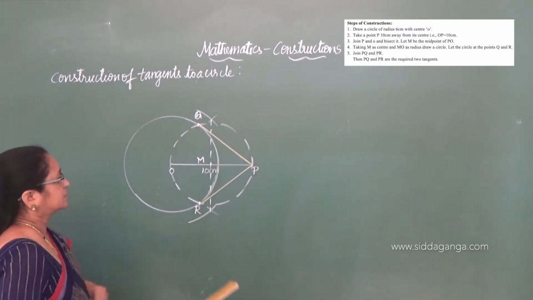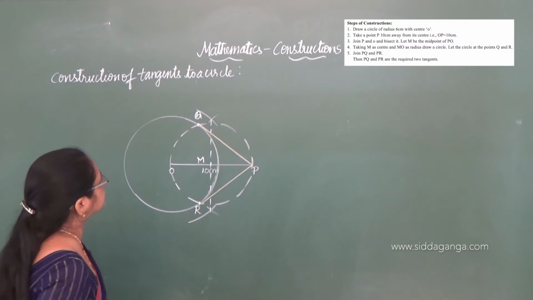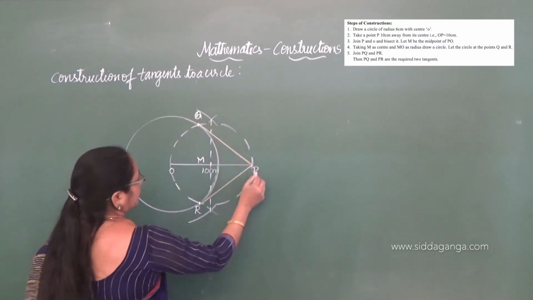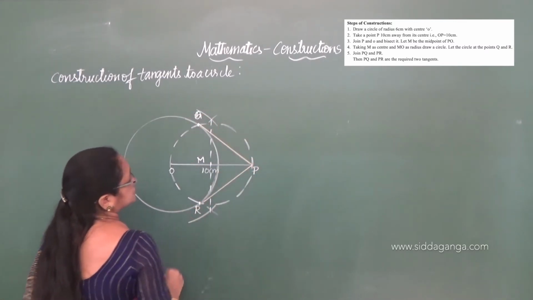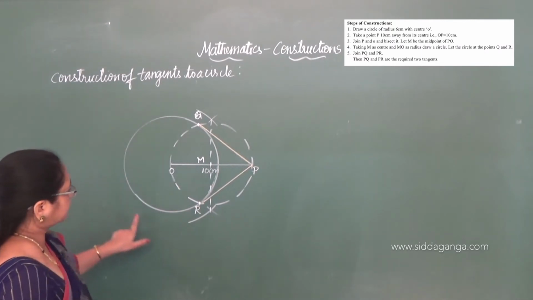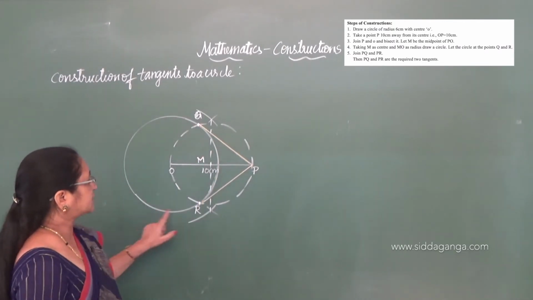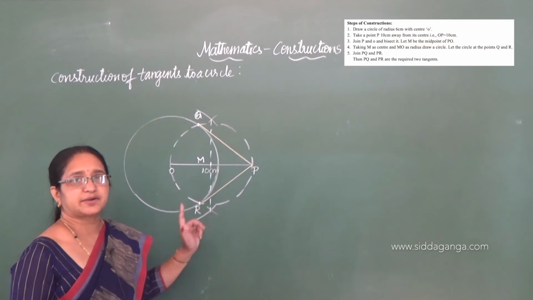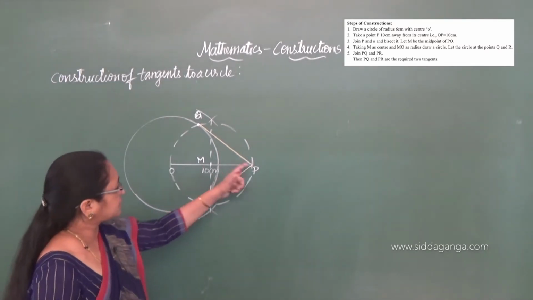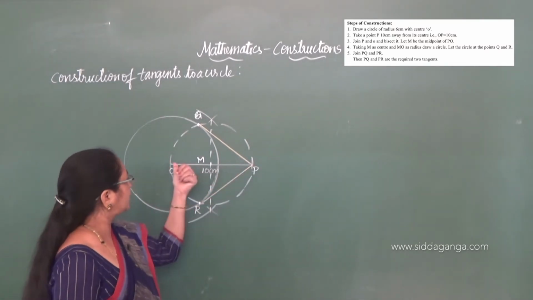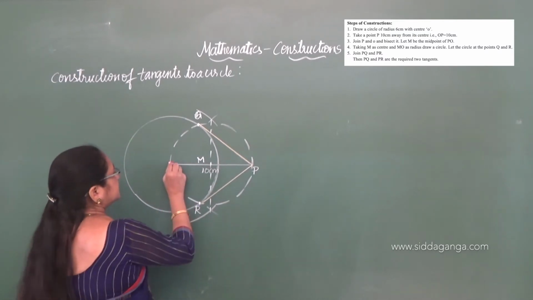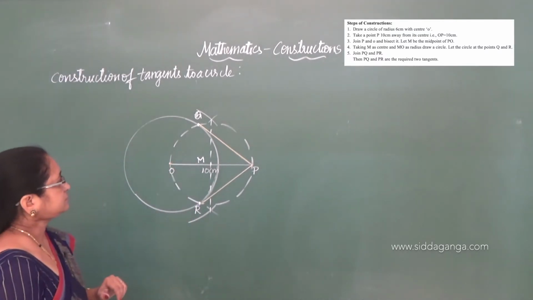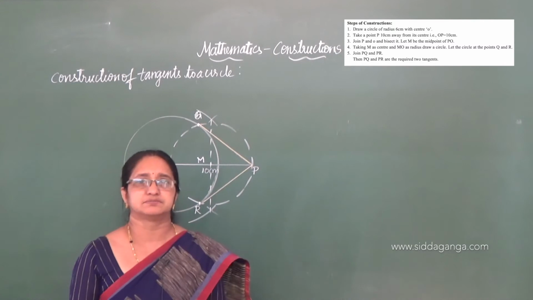See, I hope you can see the tangents. PQ and PR are the tangents which are drawn to the given circle. The circle of radius 6 centimeter, from the point 10 centimeter away from the center. This is the center. I hope you understood this.